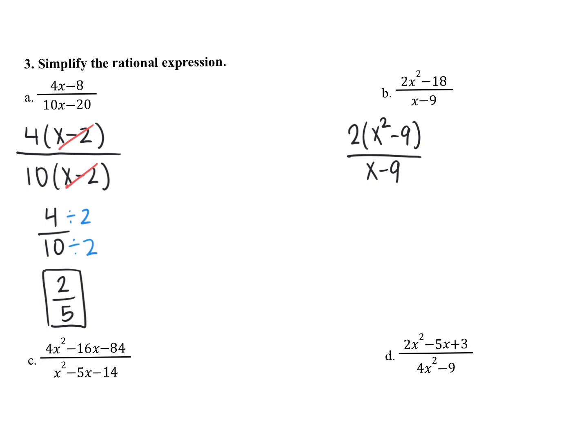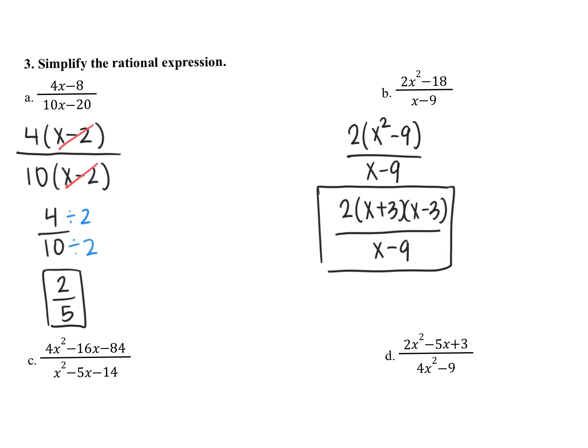In my numerator, I'm not done simplifying. X squared minus 9 is a difference of squares, which means I can factor that. So I still have my 2 out in front, and then x squared minus 9 factors as x plus 3, x minus 3. And then my denominator is still x minus 9. So now that I've completely factored my numerator, and I look at my denominator, there isn't actually anything that's going to cancel, and there's nothing to simplify with the 2. So this is my final answer.